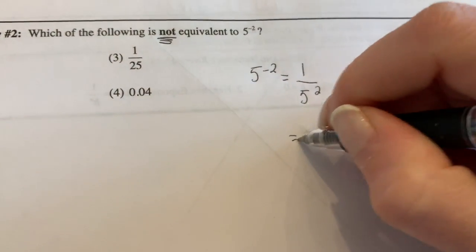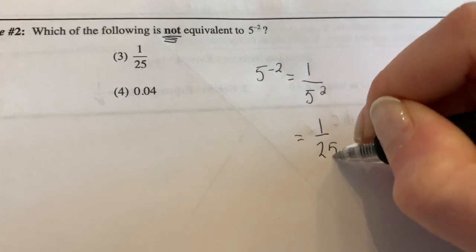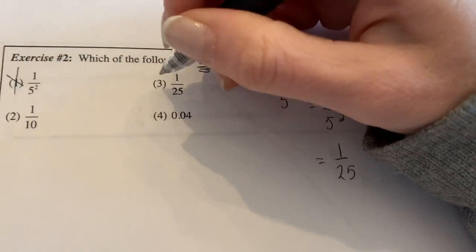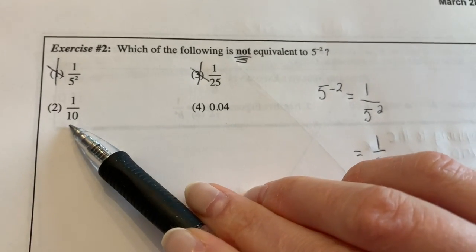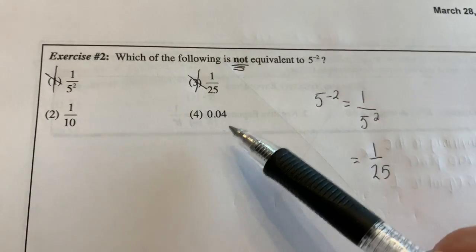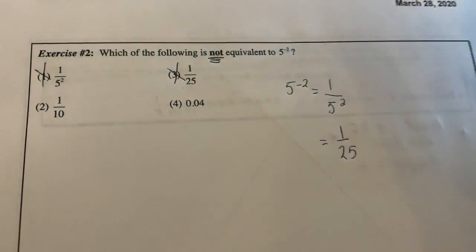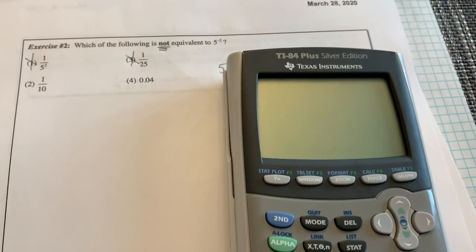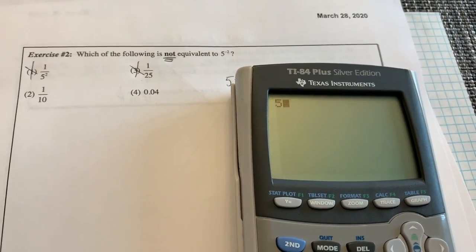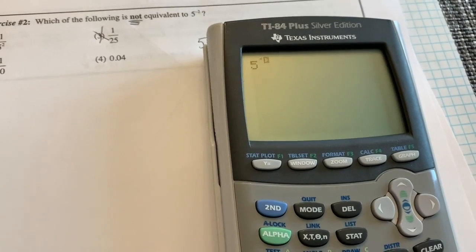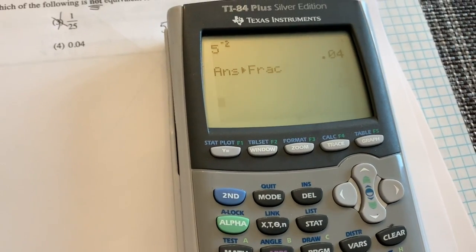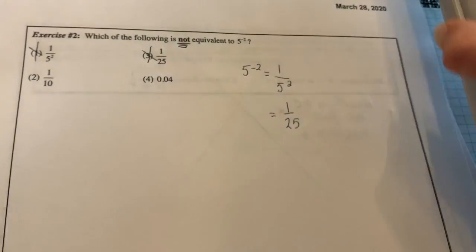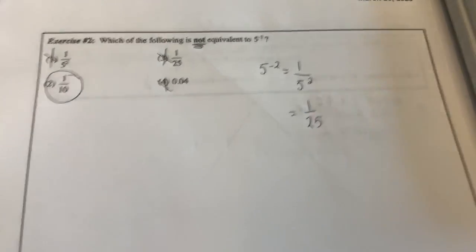I also know that 5 to the second power is 25, so 1 over 25 is also an equivalent answer. So it can't be choice 3. Now I have to decide which one of these is correct. Hopefully you can all tell it's not going to be 1/10 because it's 1/25. If you put 5 to the negative second power into your calculator, and remember you can use the caret, it'll show you that it's 0.04, and if you do math frac, you'll see it's 1/25. So that is also equivalent. The one that's not equal is choice 2. Not too bad, right?